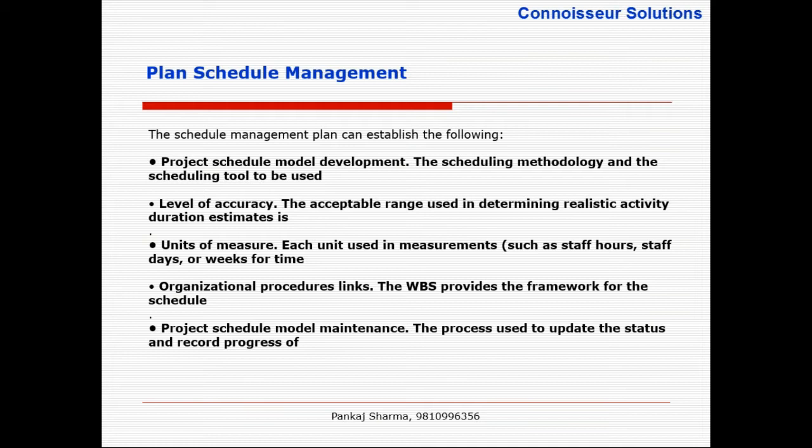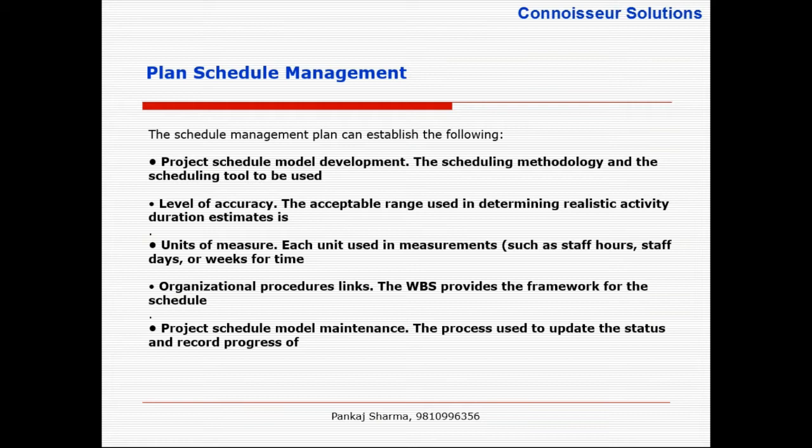As per PMBOK 6th edition, in fact, as per 5th edition also, the order of magnitude estimate can vary between minus 25% to plus 75%. See, we are talking about level of accuracy. PMI talks about two levels of accuracy. One is order of magnitude, another is definitive estimate.